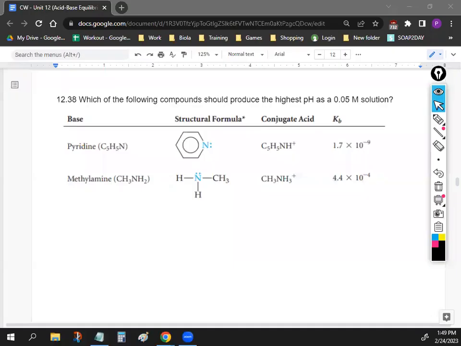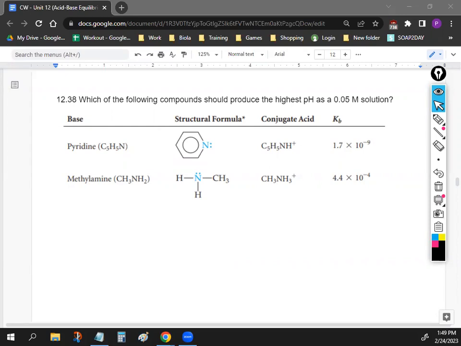All right. Anybody want to share their guess? Which one will produce the highest pH? It's a 0.05 molar solution. First, tell me the chemical. Methylamine? Yeah, methylamine. Okay, so yes, methylamine is correct.